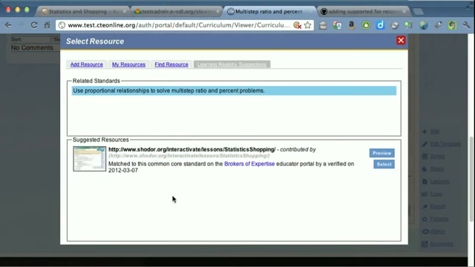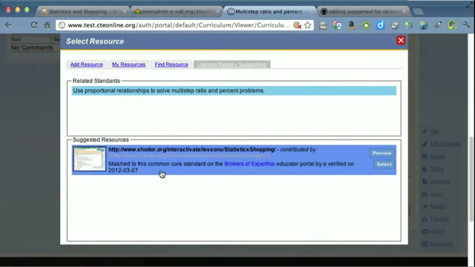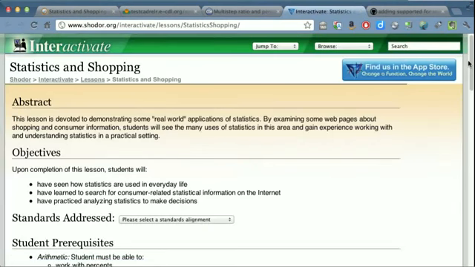As discussed previously on developer calls, it would be helpful to have easy access to title and description for that resource, but for now we're just showing them some of the information that we do have accessible. They can preview this resource to make sure it's something they would want to use with their students.